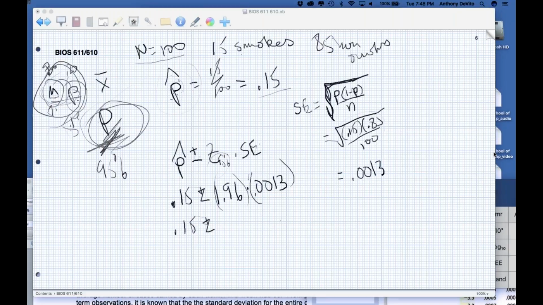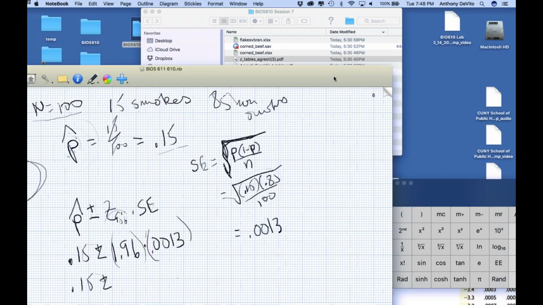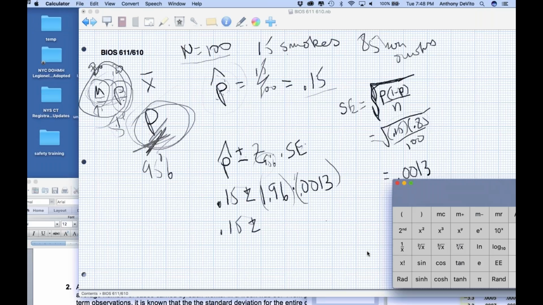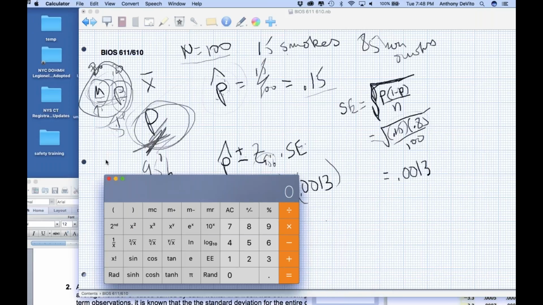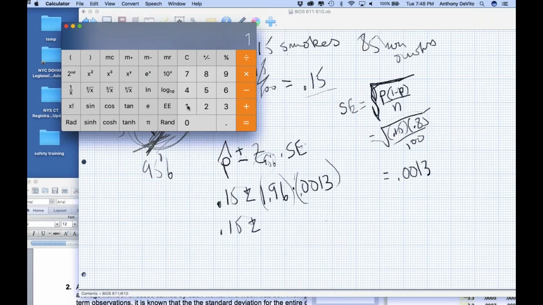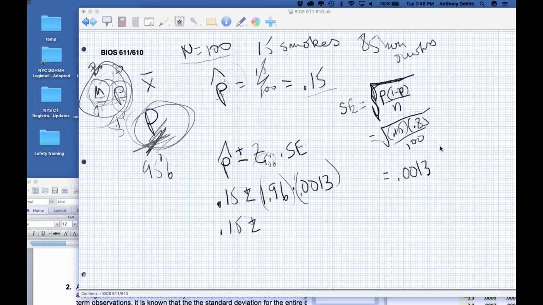I presume that was the standard error. I lost it again. Here we go. I'm going to do it on my own this time. Okay, 1.96 times 0.0013 is equal to, I think I made a mistake there. Did I make a mistake there?